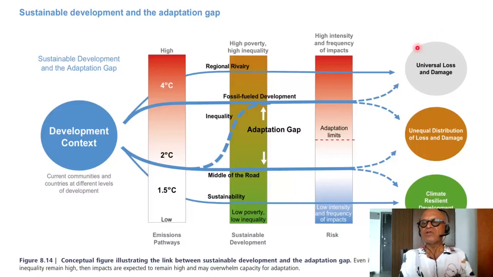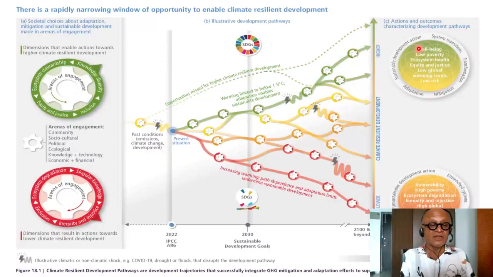So how do we deal with loss and damage in that sense? Who pays for it? Right now COP28 has started in Egypt, I think October 2023, and already news reports say that the discussion on loss and damage has failed. So there we go. Okay, another schematic: climate resilient development pathways are development trajectories that successfully integrate greenhouse gas mitigation and adaptation efforts to support sustainable development for all.